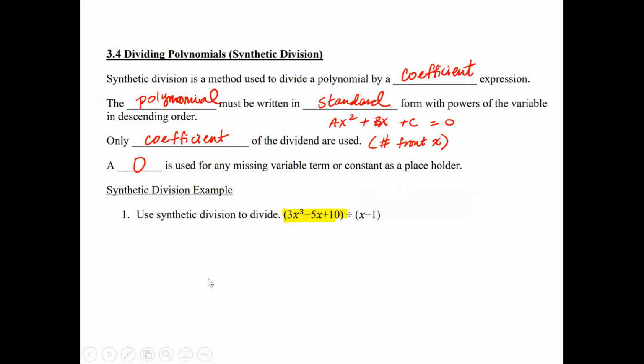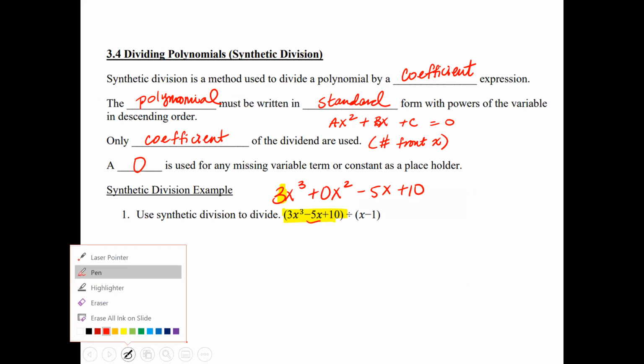Here's the first part of your notes on 3.4 for dividing polynomials. And today we're going to talk about synthetic division. If you take a look at the first example right here, what's missing? You have a 3x cubed, but then it jumps into a 5x. Do you see that? So you're missing a 0x squared, so you have to put a 0 there. Minus 5x plus 10.